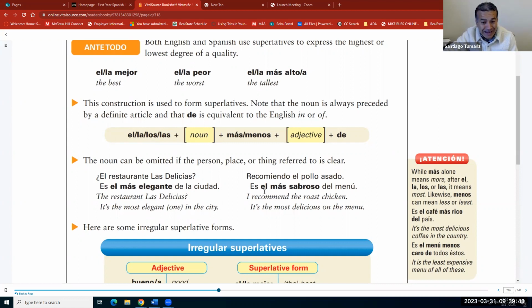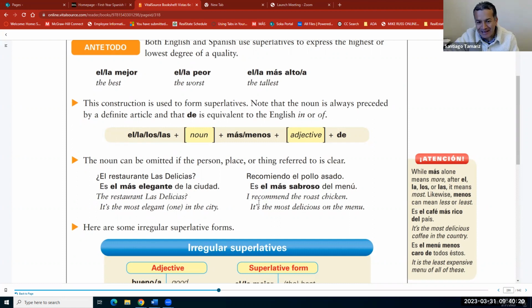Es, now, el, we're using el. Más, we're using más here instead of menos. Then we have the adjective, sabroso, delicious, del menú. So from the menu, in the menu, the roast chicken is the most delicious. Not from the entire city, not from the entire country, but just the menu in this restaurant. So we need to know what set we are talking about.